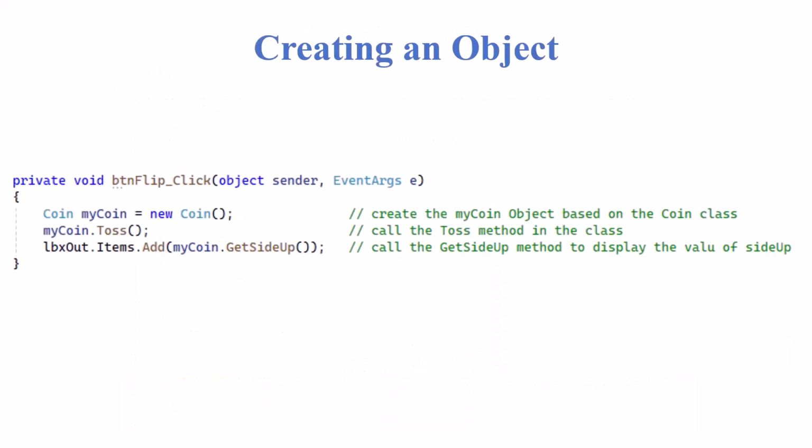Here's the button. The button inside the program is called flip, button flip. And again, it creates the coin, myCoin equals new coin. This is going to create that coin class. This is going to call the toss method inside that class. And this is going to get the get side up.